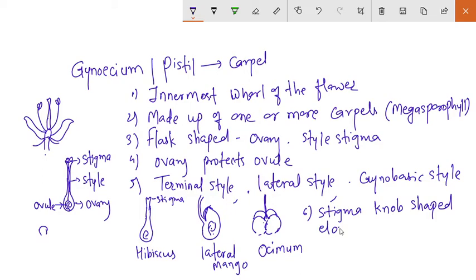That means the tip it may be like this, elongated. Okay. Or it may be flattened, means like this. Okay. So flattened, or it may be lobed. Lobed means, for example, in the Pura.